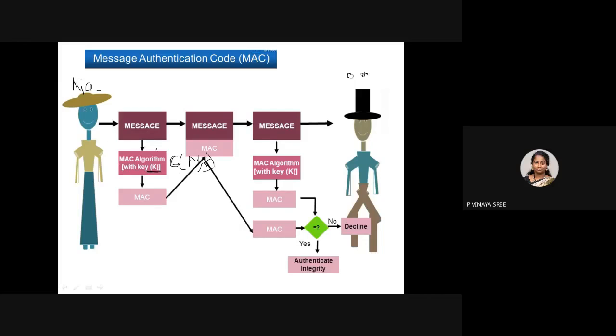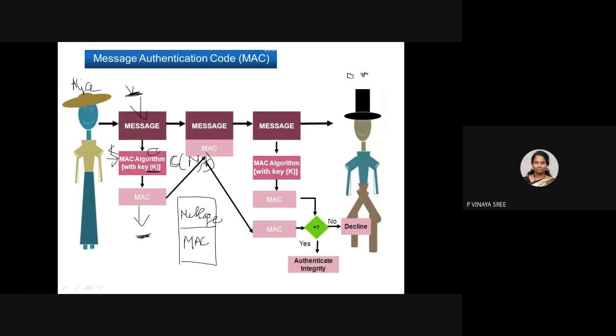So in the function C, it takes the message and the key K as input, so that it generates a fixed size block, which is the MAC. The message is variable, its size is not fixed, but the MAC generated is of fixed size. After generating it, Alice keeps the message as it is, and along with it she attaches the fixed size MAC and sends them.